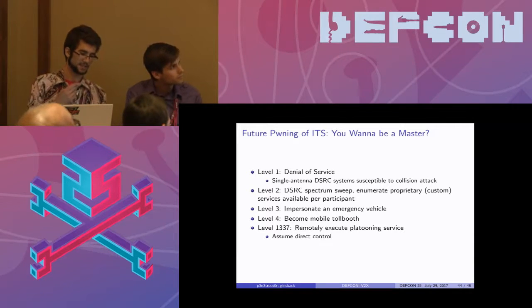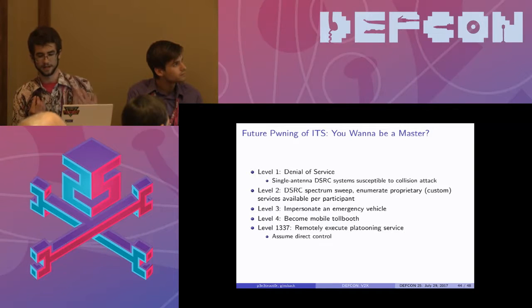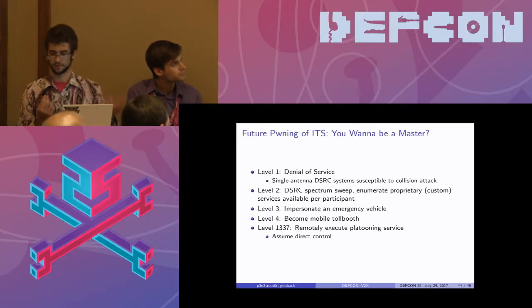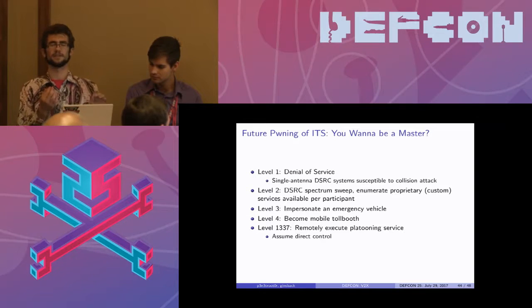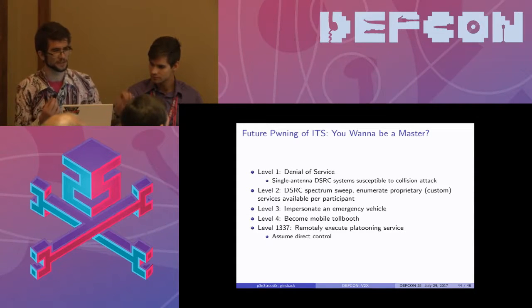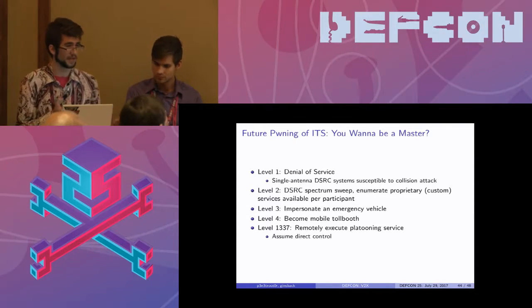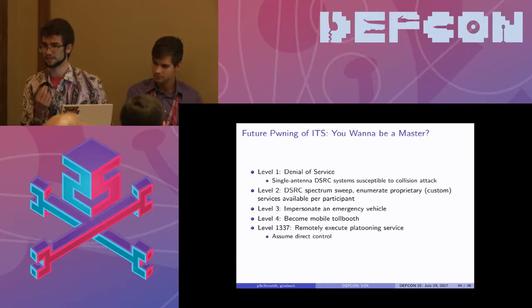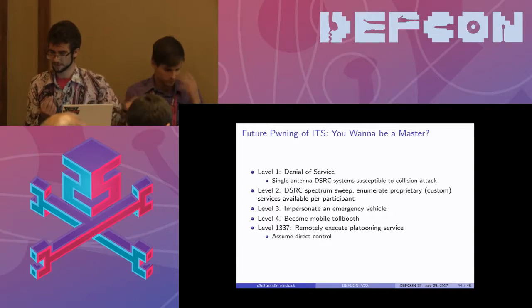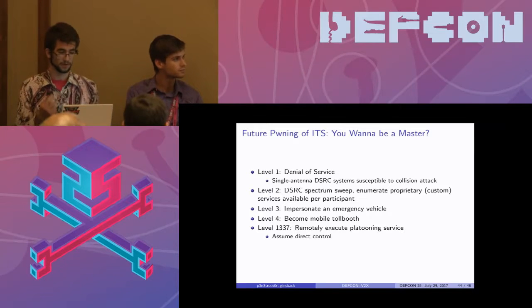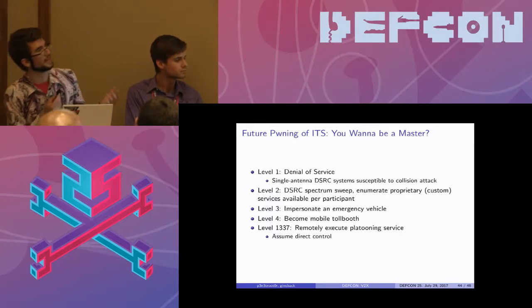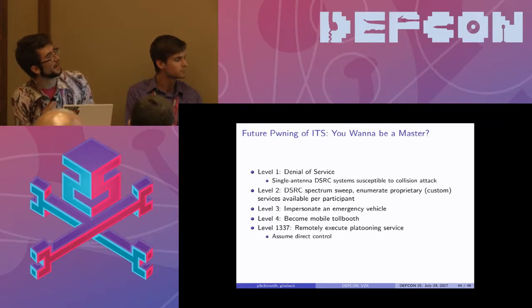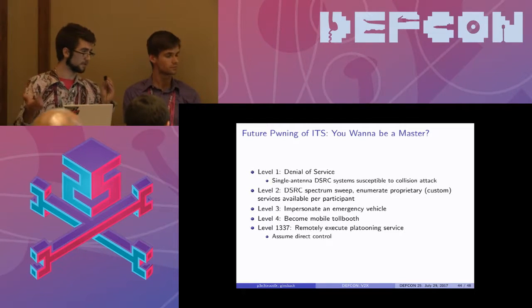You can, as we described earlier, hijack or perform privilege escalation in the public key infrastructure to hijack a certificate for an emergency vehicle or some other kind of privileged user that's allowed to execute built-in services like platooning, which makes a vehicle come to a stop on the side of the roadway, et cetera. And if anyone would ever want to do that, right? You can also become a mobile toll booth.